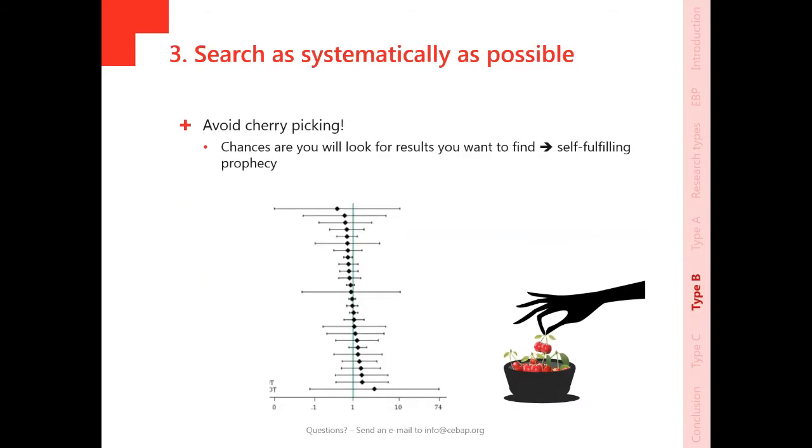Although I encourage you to read scientific articles and reports, you must keep in mind to avoid cherry picking. The chances are that you will look for results that you want to find, and this will result in a self-fulfilling prophecy. If you have a look at the graph below, the studies on the left of the green line favor intervention, and the studies on the right of the green line favor control. If you are convinced that the intervention works, you might only search for those papers on the left, but forget about those on the right. So be careful with this.